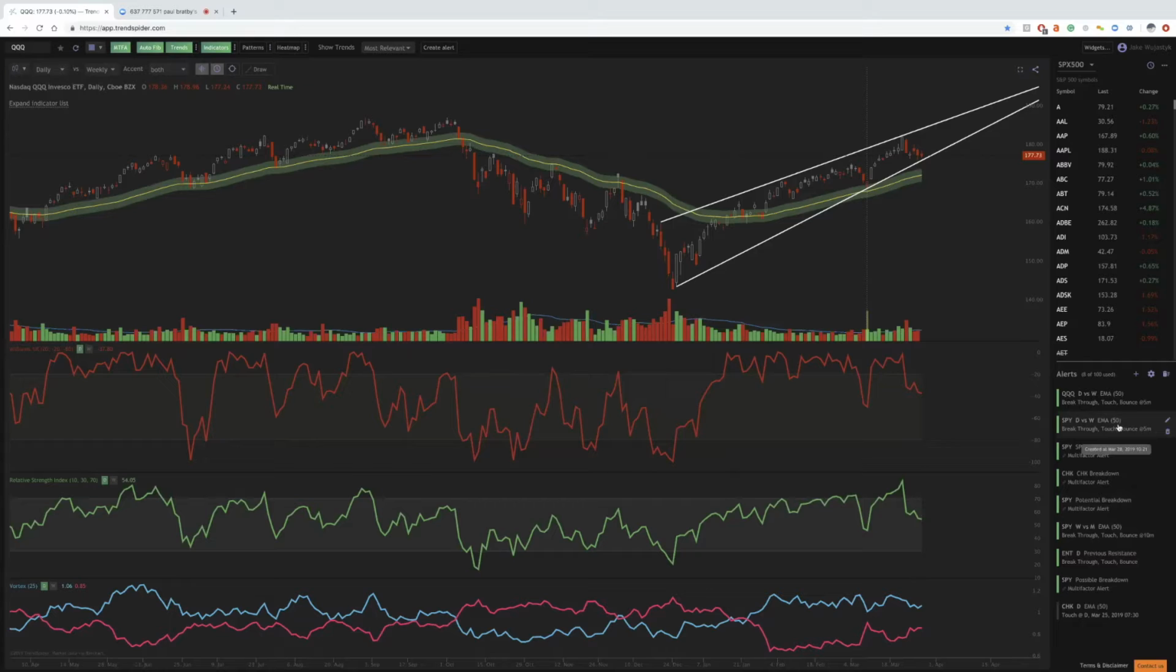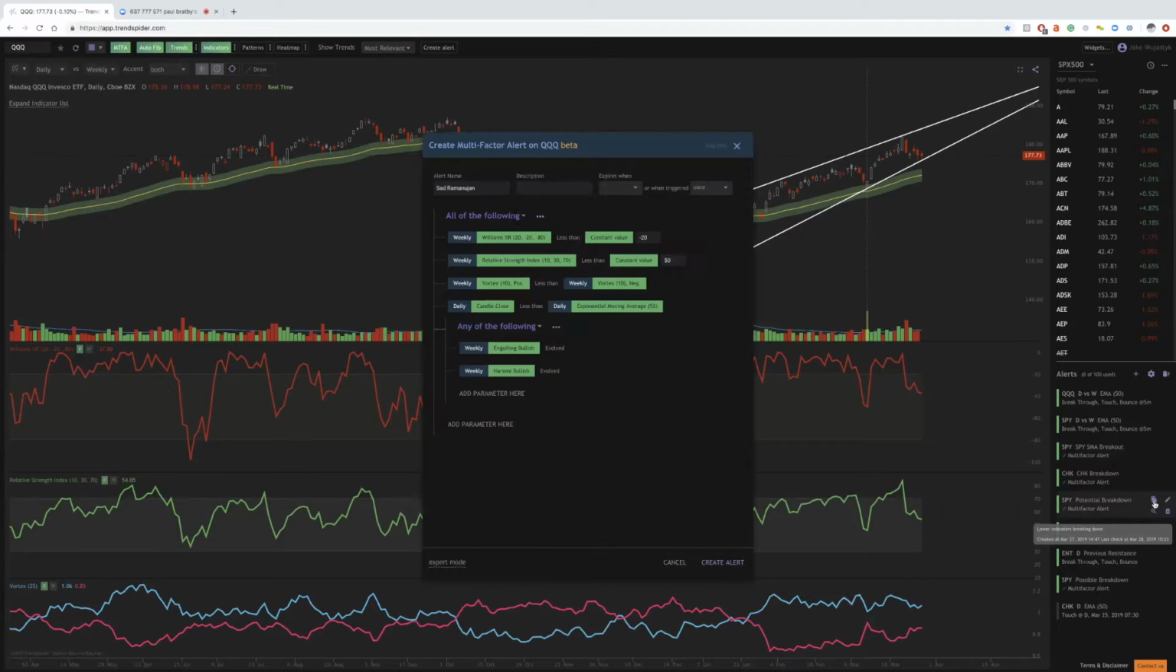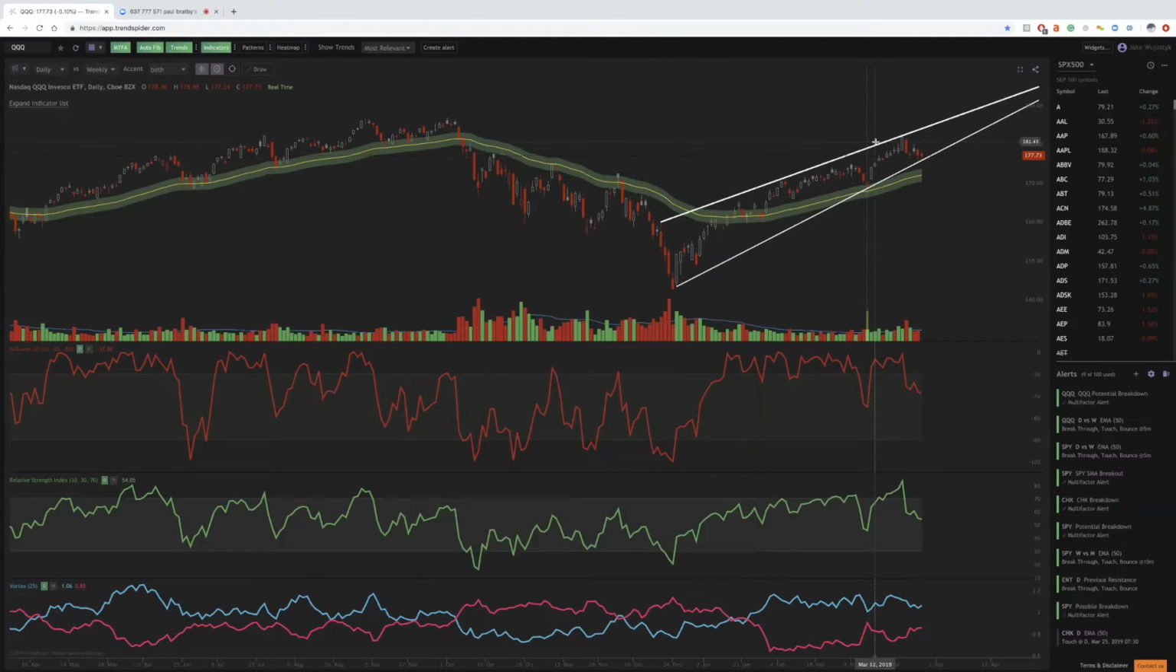And for example, if I want to go in and create the same alert that I have on SPY, I'll just go to the potential breakdown, I'll clone it, and then I can do the same thing here. QQQ. Breakdown. So then essentially the indicators are the same, kind of the same rules, and then I go here and create the alert. And that's essentially how we'll be able to create that.